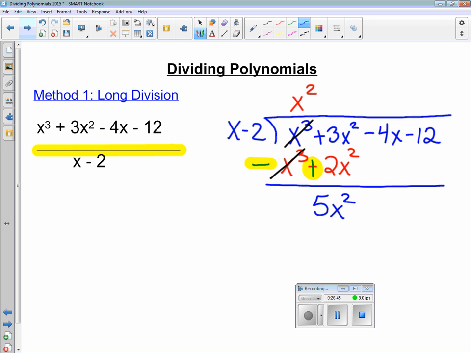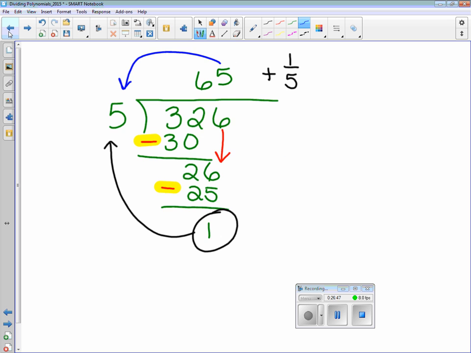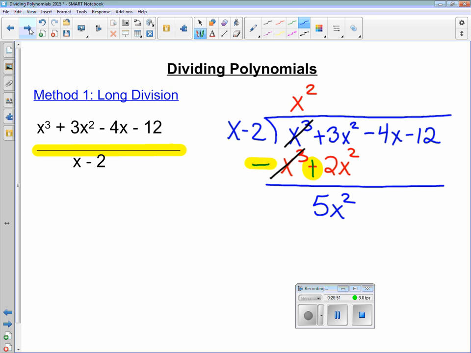Now, I have to continue. Think back to my algorithm. What was my next step? I bring down. So that's exactly what I'm going to do here. I'm going to bring down the negative 4x. We only do one at a time.